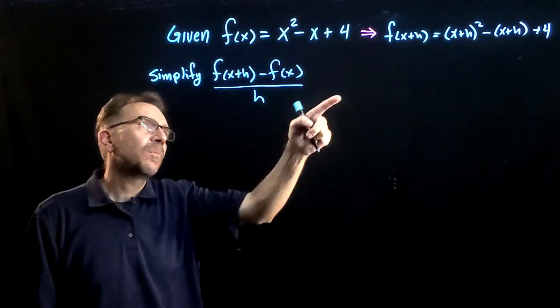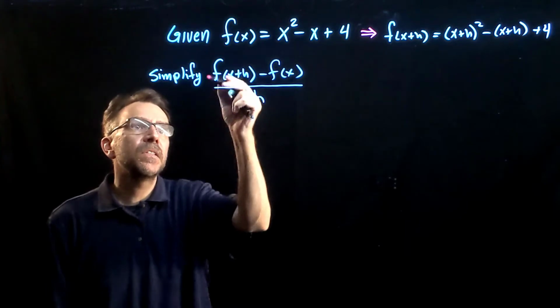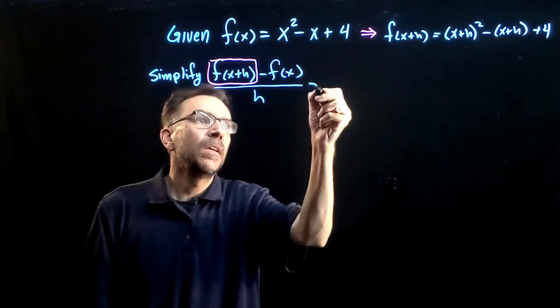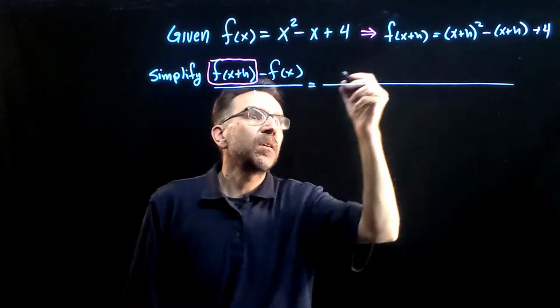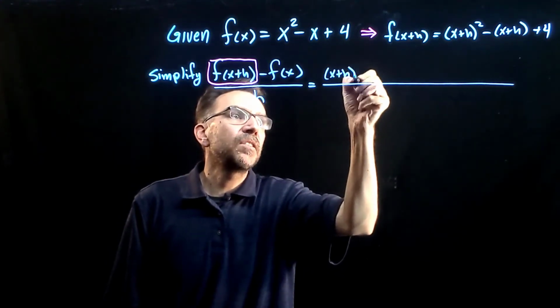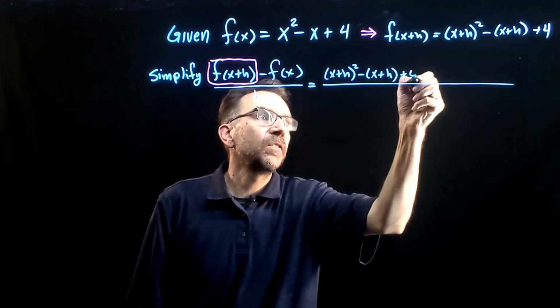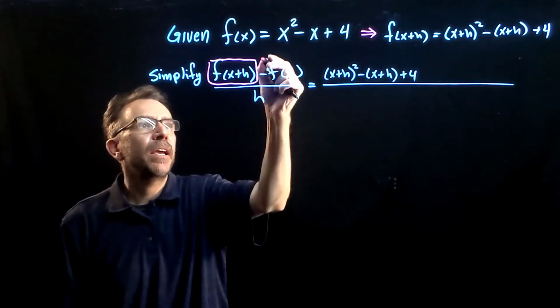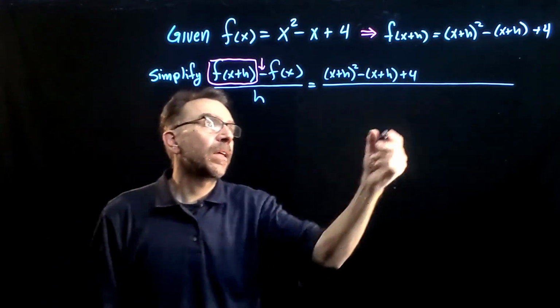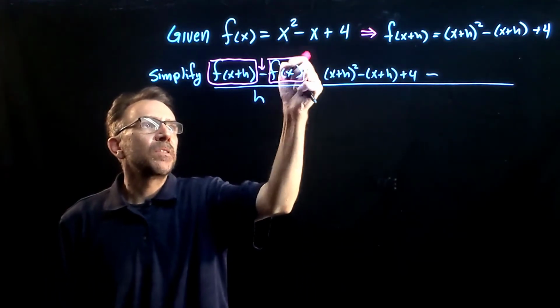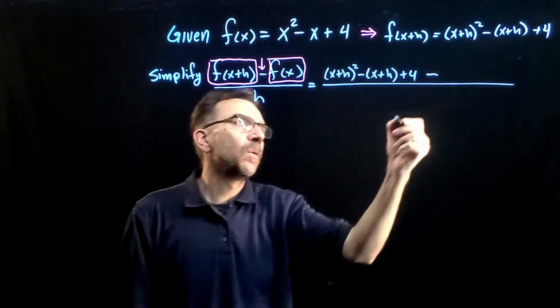Now from here, we're going to substitute in the values and simplify this difference quotient. So we start with f of x plus h, and I can substitute that in. That's x plus h squared, we just figured this out, minus x plus h plus 4. And then we have minus, and so that goes here, f of x. So f of x was given to be x squared minus x plus 4.